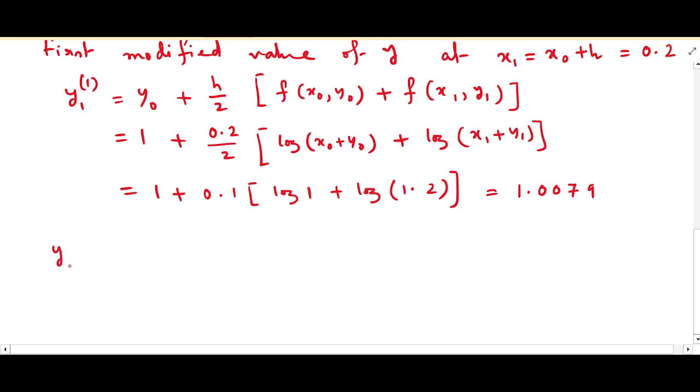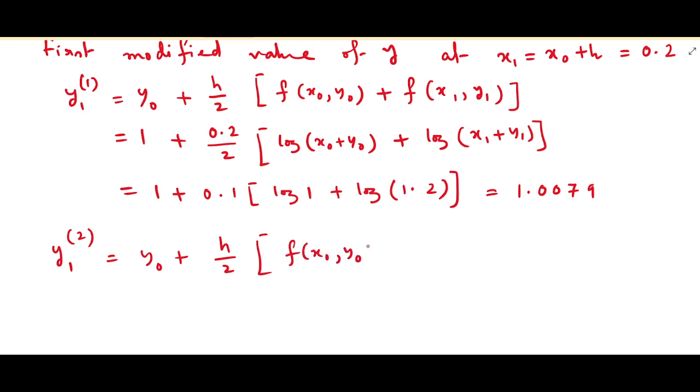So the second modified value, I will write it as y1 to the power 2. It's y naught plus h by 2, then the first term is as it is, f of x naught comma y naught. The second term we'll write like this, f of x1. See, x1 is the same. Then this one will be replaced by this. So here is the change. Okay, there is a change.